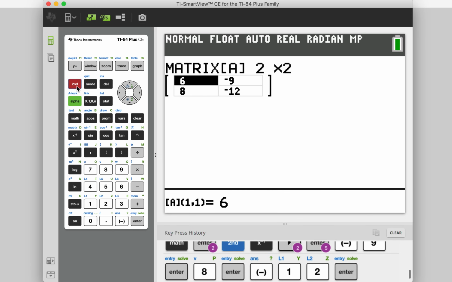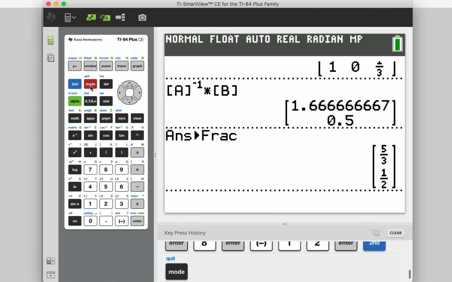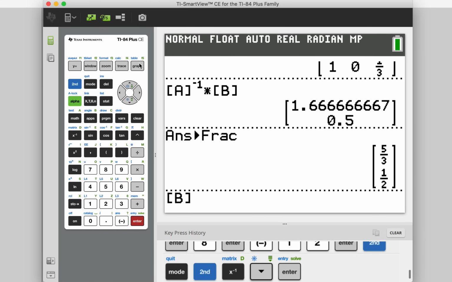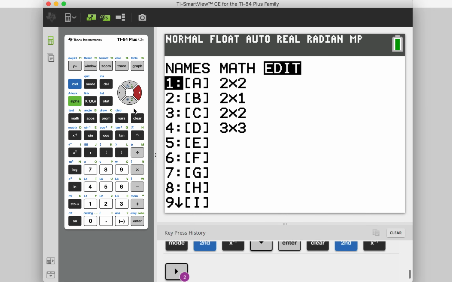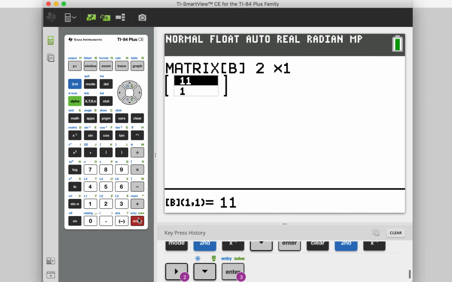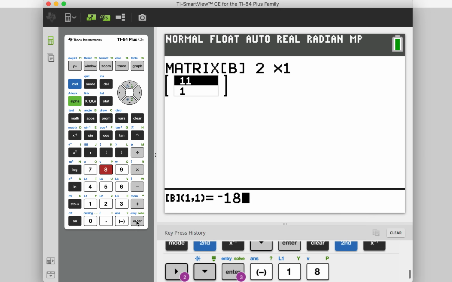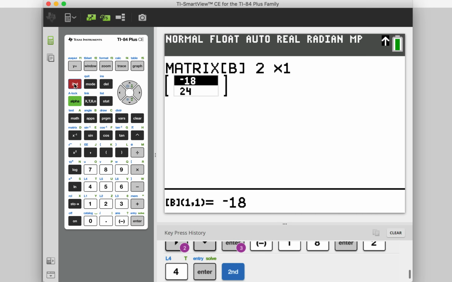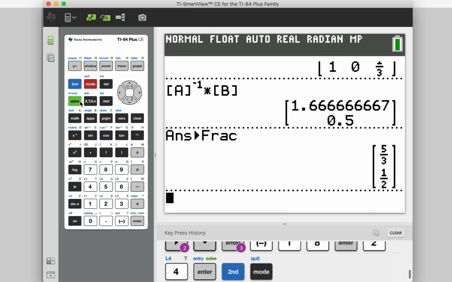Okay, then I'm going to go ahead second quit. And I'm going to repeat this process again, but with my matrix B, which is a 2 by 1. Oh, shoot, I didn't want to grab B. I wanted to edit B, didn't I? So second matrix over to edit B, 2 by 1. And then we would have B was -18, 24. Okay, now second quit to get out of there.